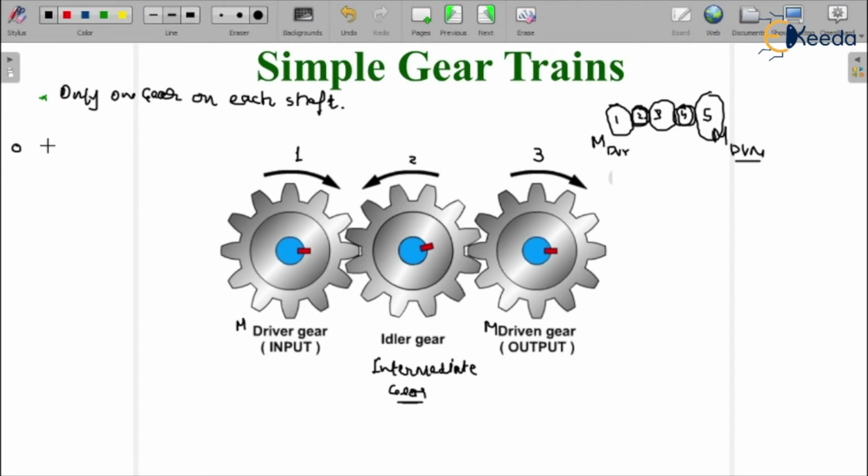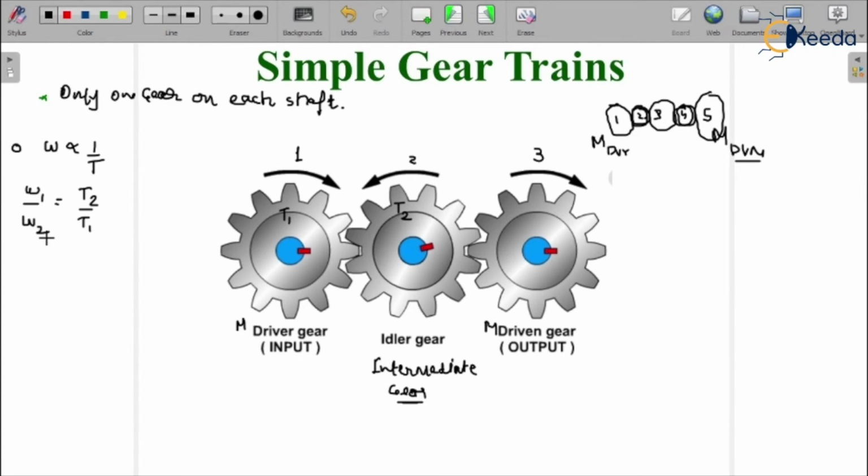Another thing you must remember is that the speed of the gear is always inversely proportional to the number of teeth. So if I want to find the velocity ratio omega 1 upon omega 2, that would be T2 upon T1. T2 is the number of teeth on gear 2, T1 is the number of teeth on gear 1. So it can be written as it is.